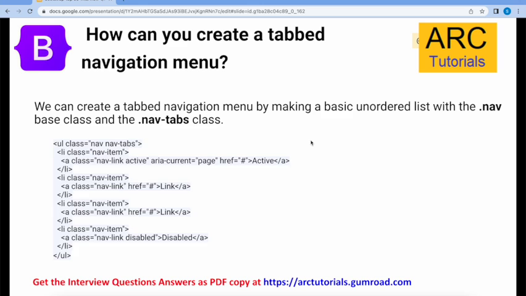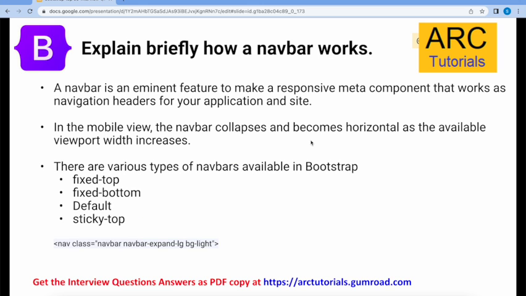All right, the next question. Explain briefly how a navbar works. Now I touched base on navbar, so let's talk about it in detail. A navbar is a very eminent feature to make a responsive component that works as navigation headers for your application. That's the theoretical explanation. In other words, navbar is an important feature of Bootstrap, using which we create all the navigations in our application. It can be at the top header, it can be in the sidebar, it can be at the pagination level. There are various flavors of where you can position how the navbars will behave.